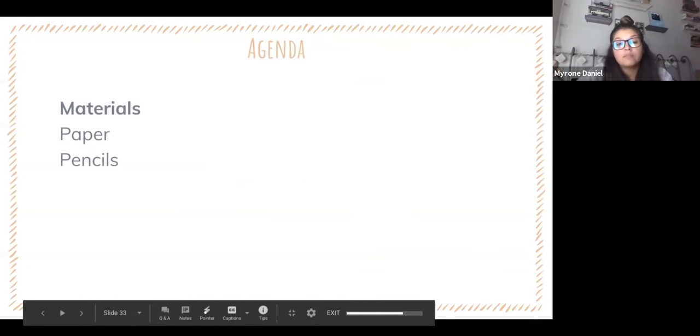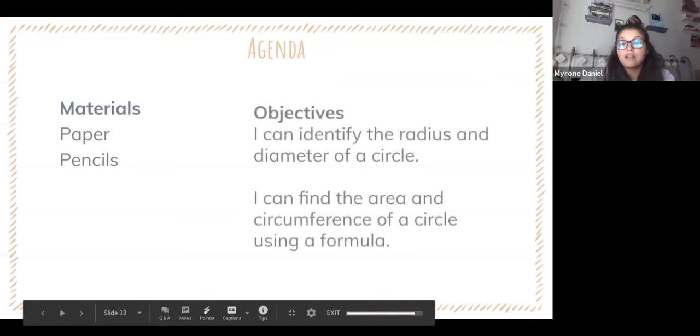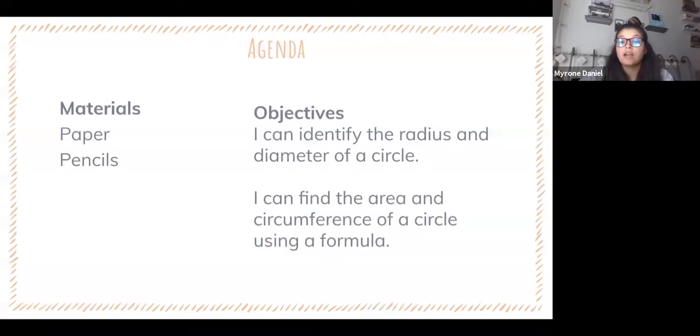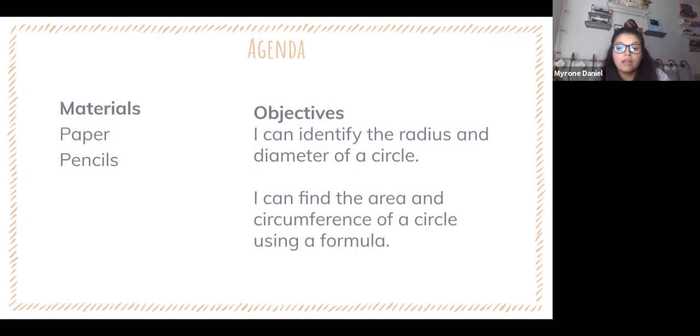Welcome back if you grabbed your materials already. Our objectives today are: I can identify the radius and diameter of a circle, and I can find the area and the circumference of a circle using a formula. I'm going to say those objectives again. I want you to repeat them after me, and then we're going to get started. I can identify the radius and diameter of a circle, and I can find the area and circumference of a circle using a formula.